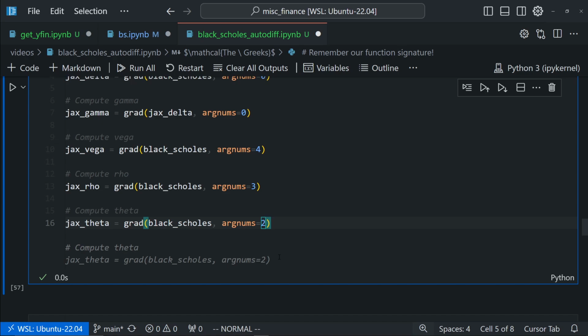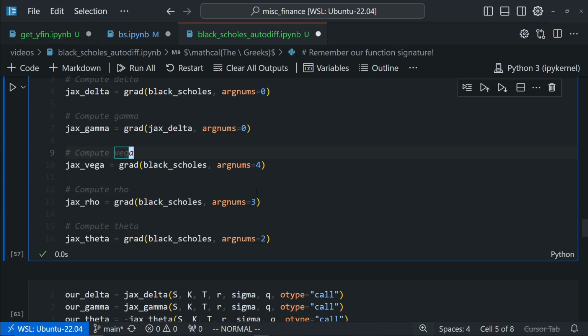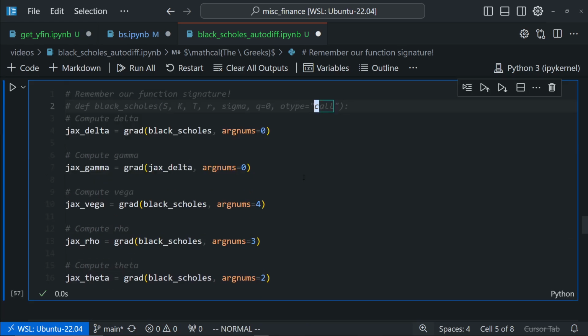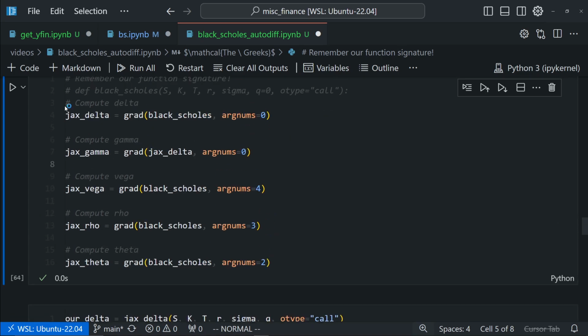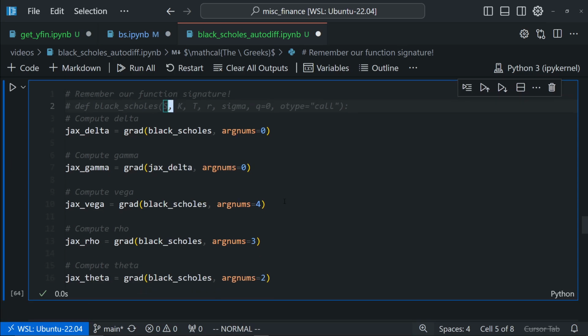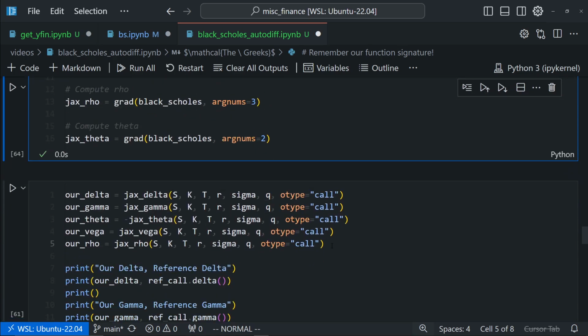Okay, I'll turn off the LLM because it's being annoying. And I'll run this. Oh, let me comment this out. I just had this for readability so I could point out the argument numbers. So I'll run this. Great. And each one of these is now a function that you can call with the exact same call signature as the original function. So we can pass in S, K, T, r, sigma, q, and we'll get some values. And so that's what I do here.